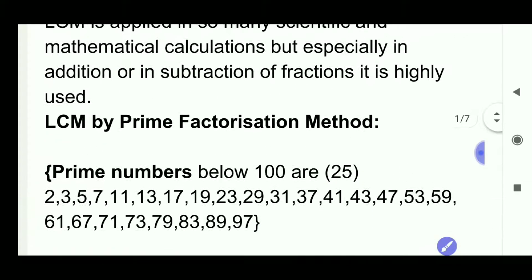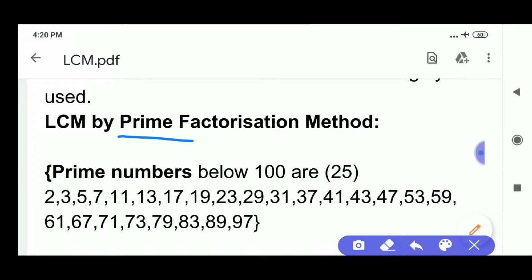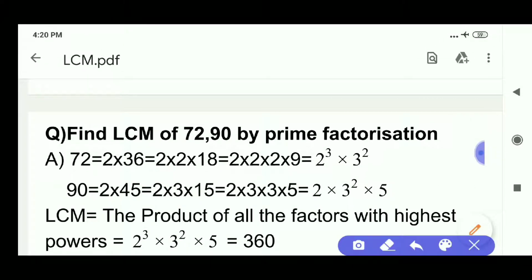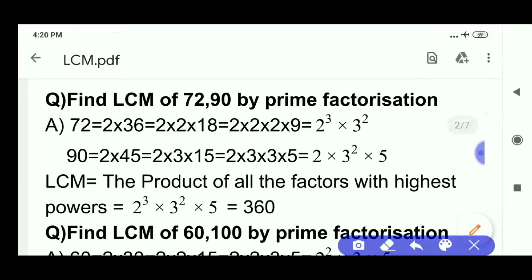Now, let us solve a small question in prime factorization method. Find LCM of 72 and 90 by prime factorization method. So, we have to prime factorize 72 and 90. Take 72. What is the first prime number? Yes, 2. So 72 can be written as 2 into 36.